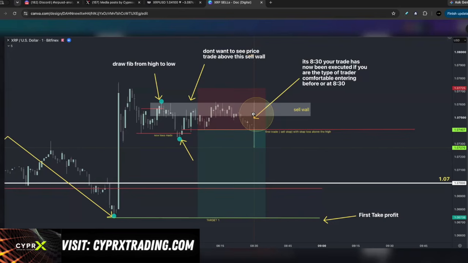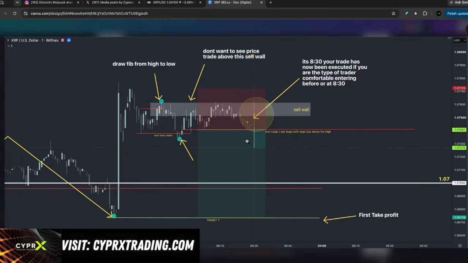Right at the New York session open, price wicks up into the sell wall. There was clear as day a passive seller sitting here, trapping buyers at this sell wall. They then became aggressive. There was the entry right at the 8:30 a.m.